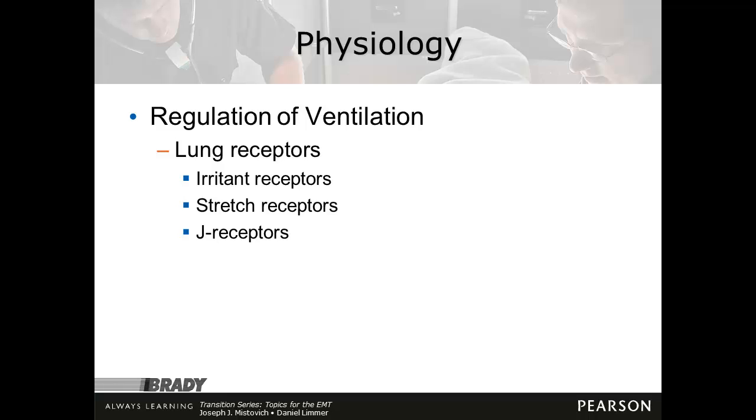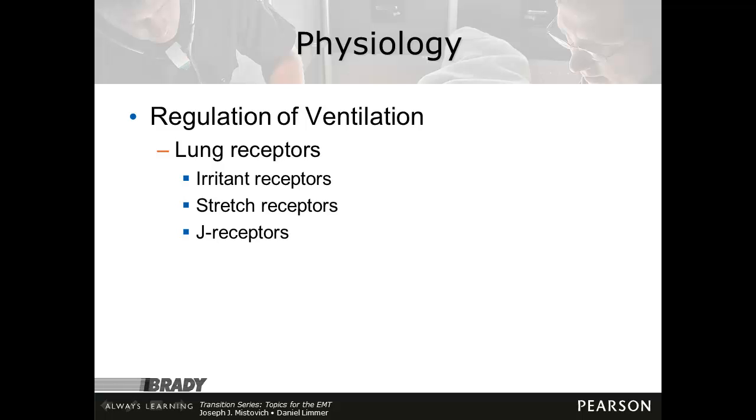There are also lung receptors. They are irritant receptors, stretch receptors, and J receptors. The irritant receptors are found in the airways and are sensitive to gases, aerosols, and particles which irritate the lungs. When irritated, the lungs respond with coughing, bronchoconstriction, and an increase in the rate of ventilation.